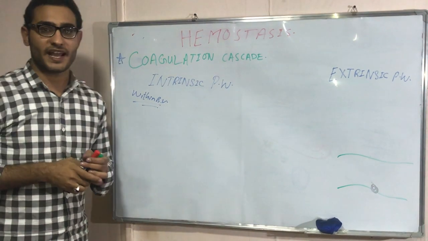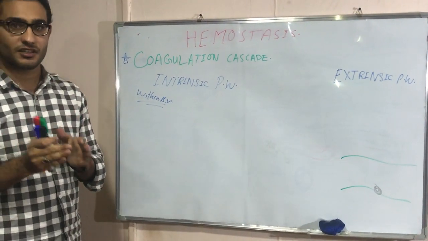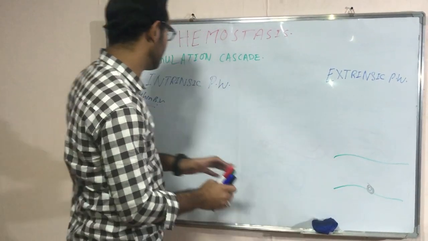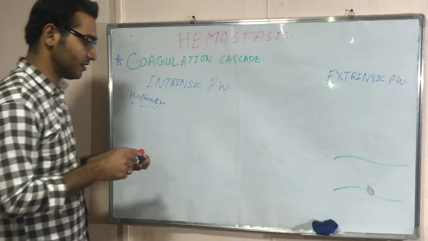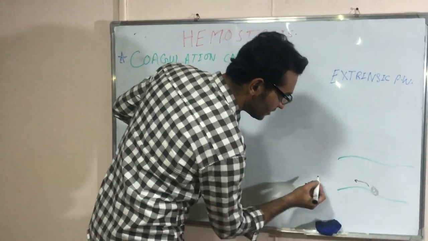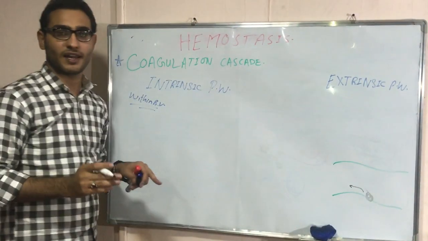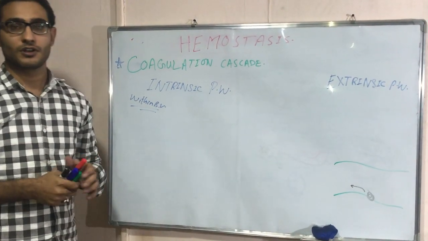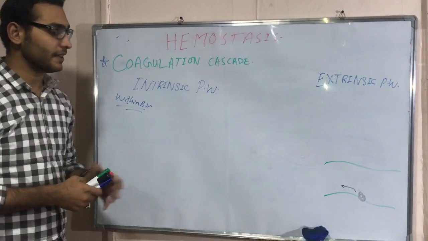This mechanism is activated when an injury in the vessels happens. For example, subendothelial collagen activates factor number 12. All the clotting factors are produced in the liver, then they are activated.